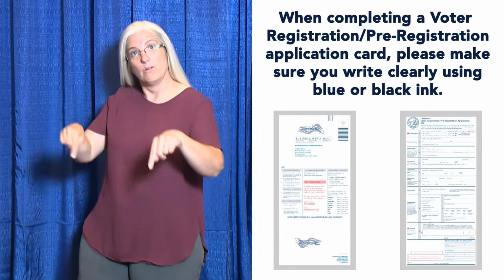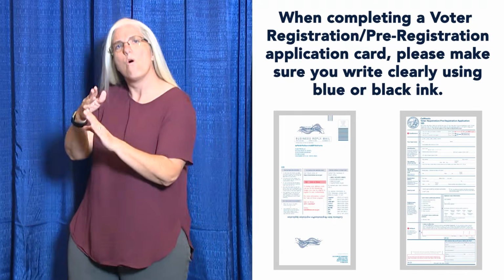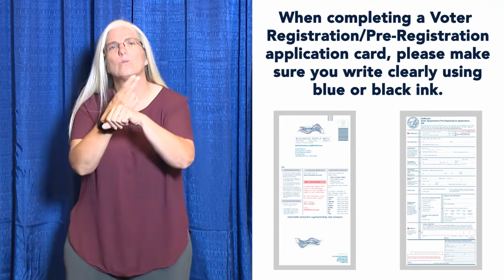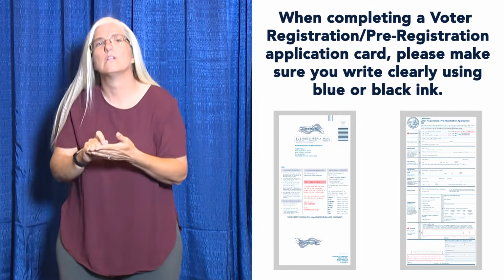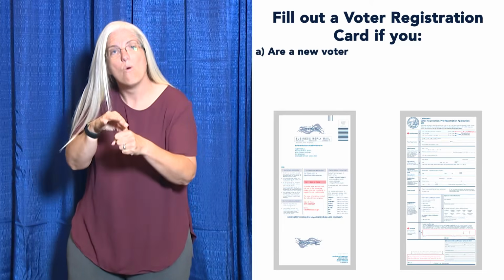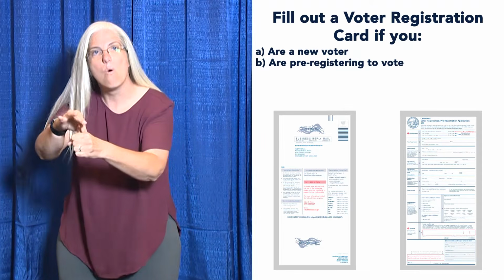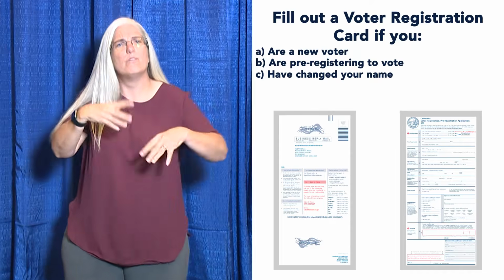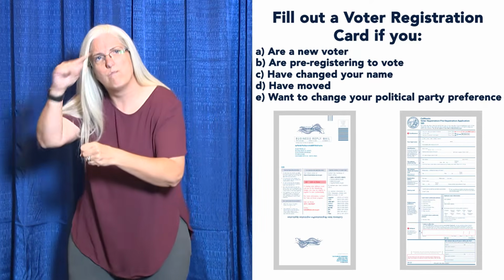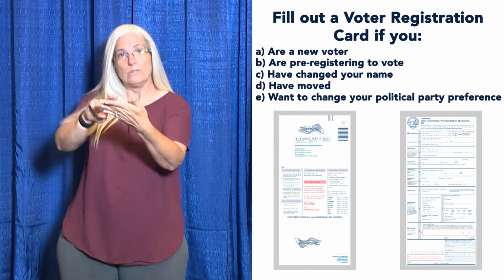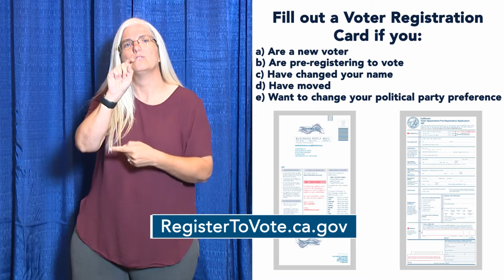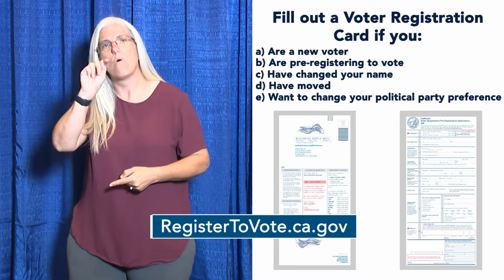When completing a voter registration/pre-registration application card, please make sure you write clearly using blue or black color ink. Fill out a voter registration card if you A. are a new voter, B. are pre-registering to vote, C. have changed your name, D. have moved, or E. want to change your political party preference. You can also register to vote online at registertovote.ca.gov.